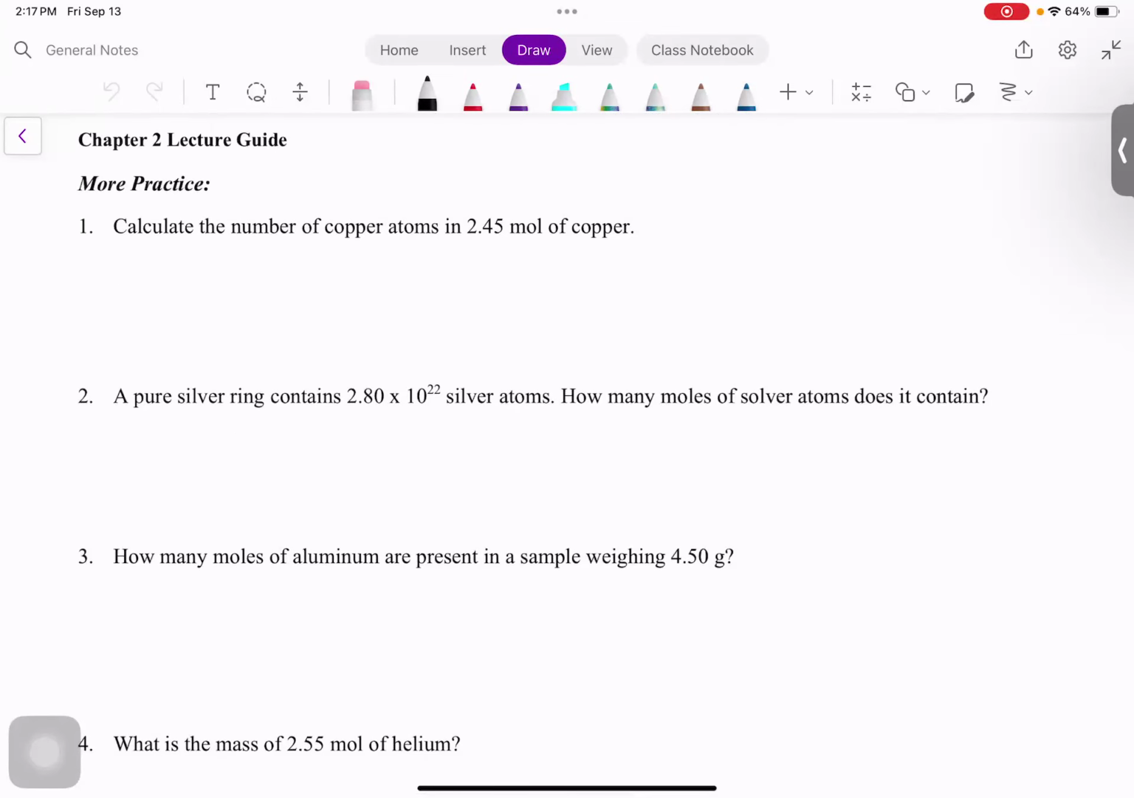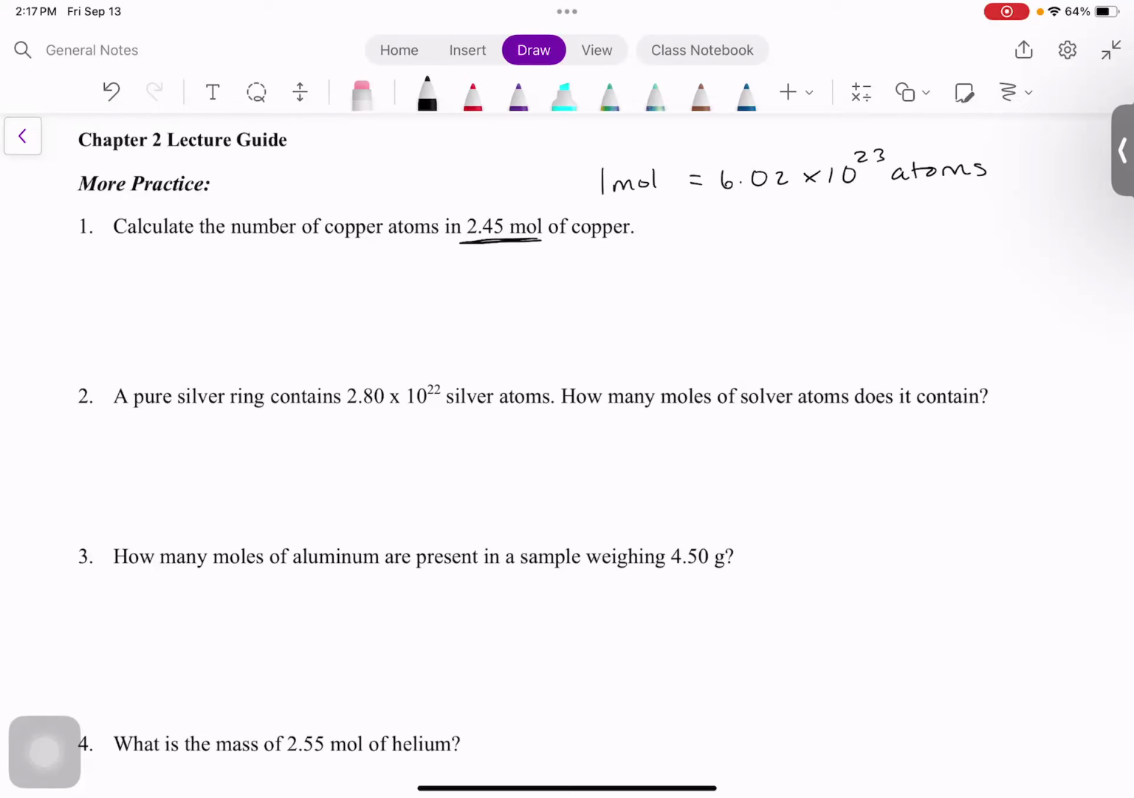Calculate the number of copper atoms in 2.45 moles of copper. So 2.45 moles of copper is our quantity. Remember, a mole is just like saying a dozen. So we don't have 2.45 dozen copper atoms. We have 2.45 moles of copper atoms. And we know that 1 mole is equal to 6.02 times 10 to the 23rd atoms. We know that that is the definition of a mole. Just like a dozen is 12, a mole is 6.02 times 10 to the 23rd.